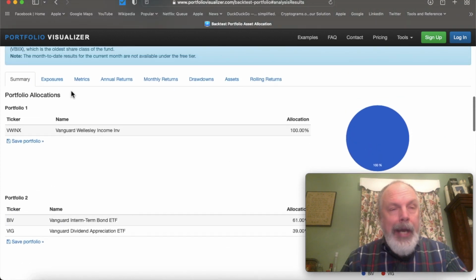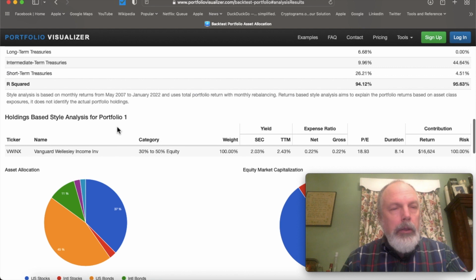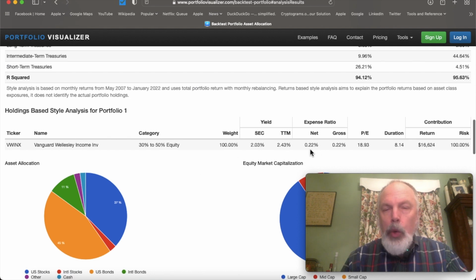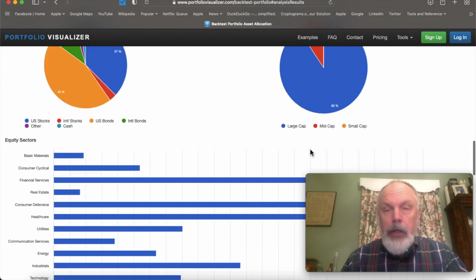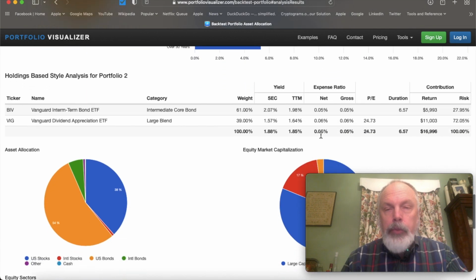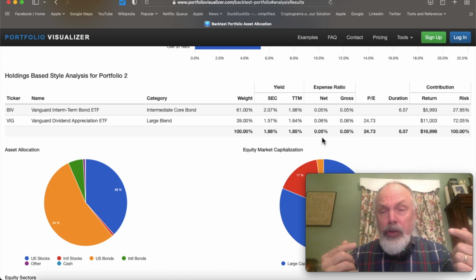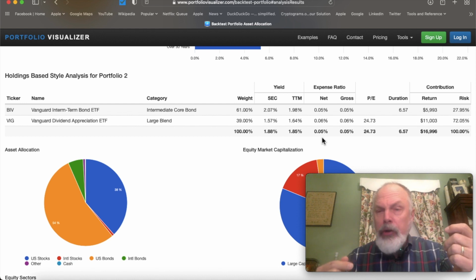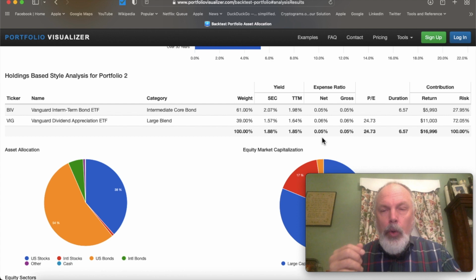The other thing you'll want to look at is exposures. Under exposures, you see expense ratio 0.22 for the Wellesley income, and then go down here to the same number for the second portfolio, and it's 0.5%. Of all the numbers on Portfolio Visualizer, this is the one that I can control. I get to decide how much expense I want to spend for the next year after year after year in the investment. So that's a key ingredient on my decision to change.